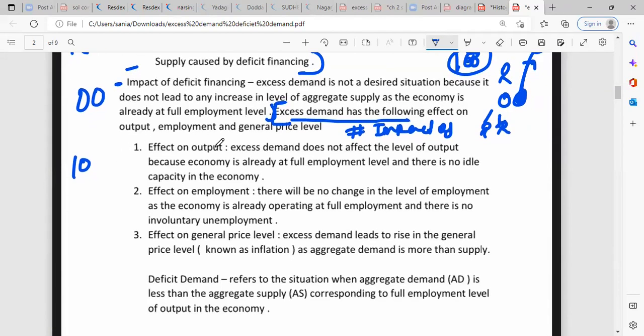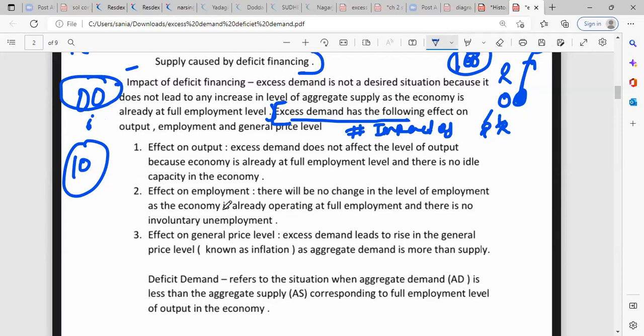So first, effect on output. Excess demand does not affect the level of output because the economy is already at the full employment level and there is no idle capacity. So I have already produced everything. Of course, because you are demanding 10 chocolates, I cannot suddenly produce 10 chocolates. So there will be no effect on the output.